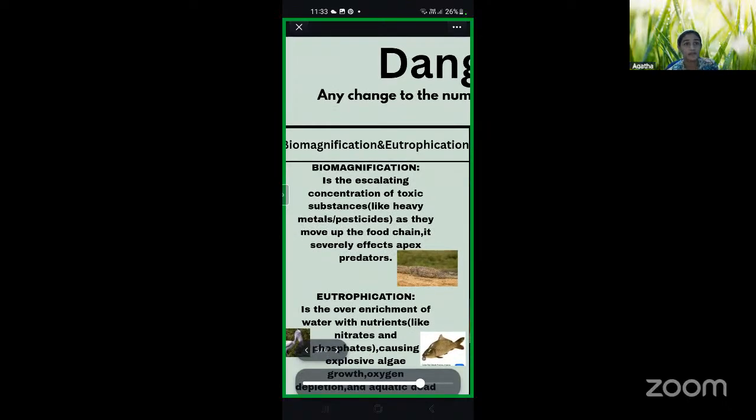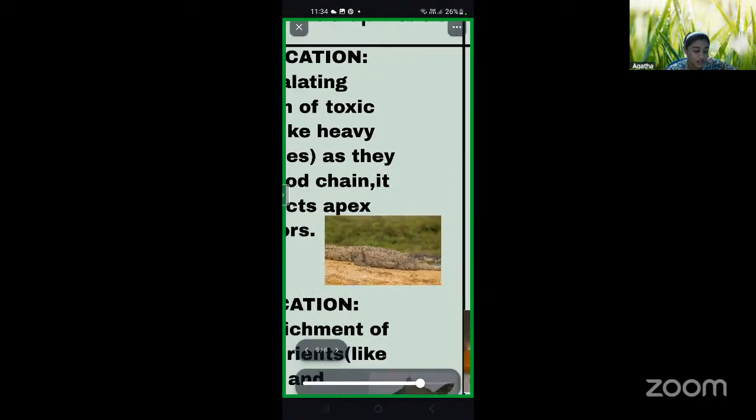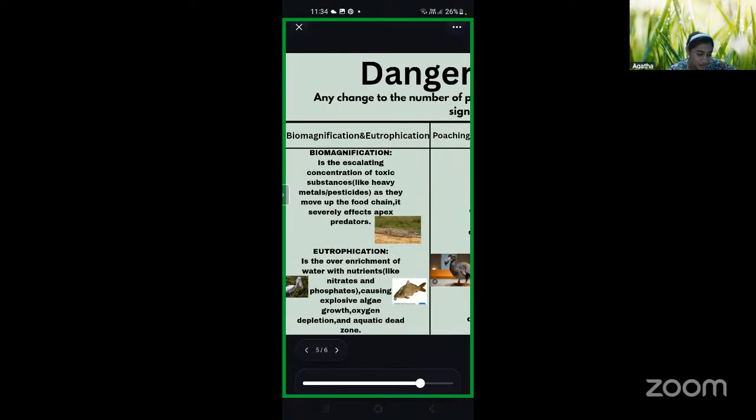Biomagnification is when we add chemicals like DDT to the water. Once the DDT comes into the food chain, as we go higher up the food chain, the DDT accumulates and becomes more concentrated. Finally, when we reach the apex predators like the mugger crocodile, it affects their reproductive system. So the mugger crocodile can only produce weak offspring, thus hurting the crocodile's population.